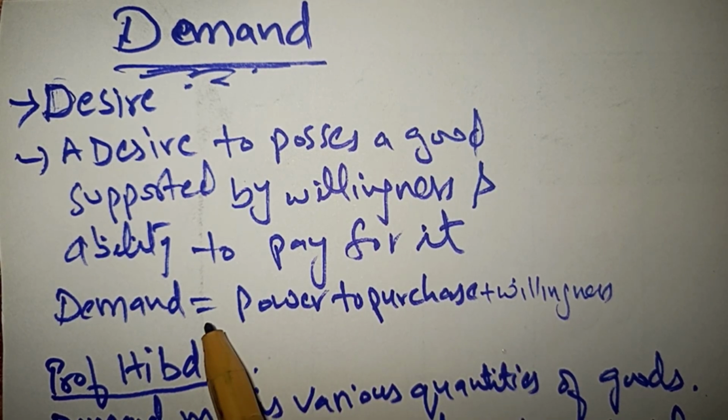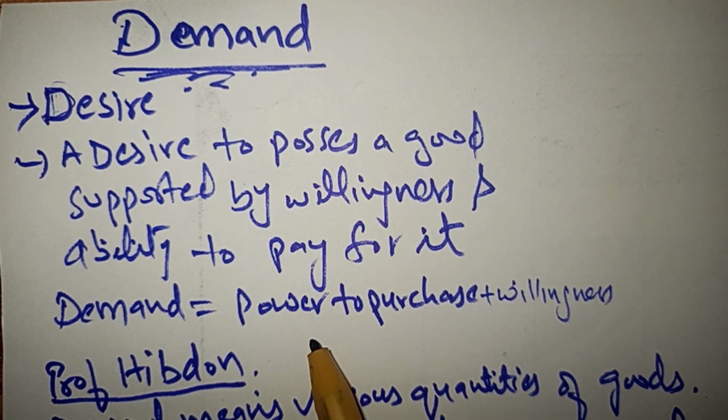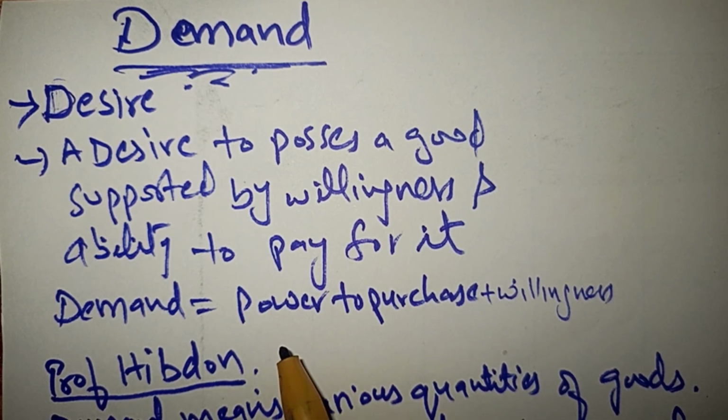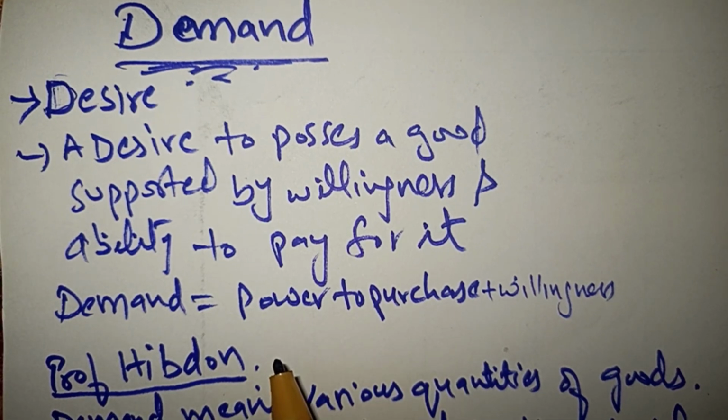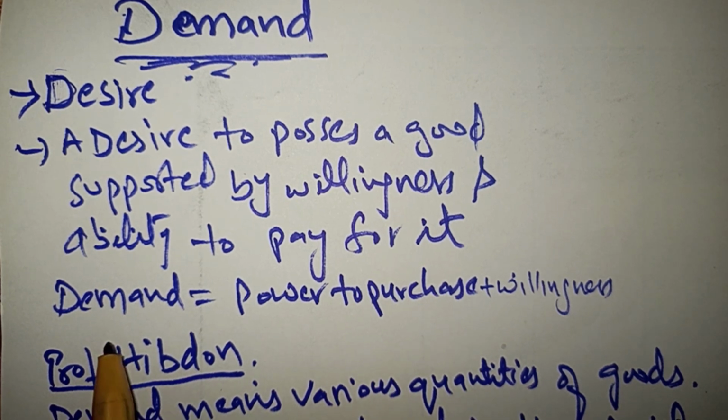When we say that a demand is backed by, supported by purchasing power and willingness, then it is called effective demand. Demand means effective demand. So we can say demand in economics means a desire to possess a good supported by willingness and ability to pay for it. Demand is an effective desire.